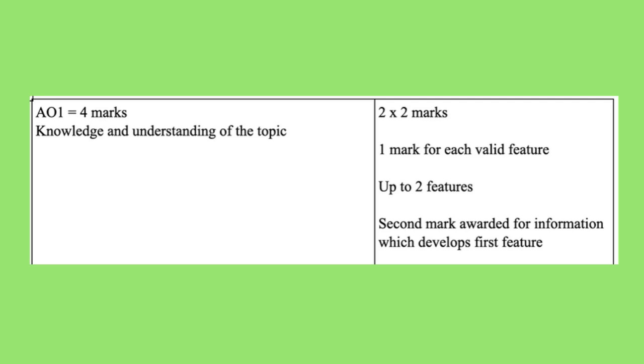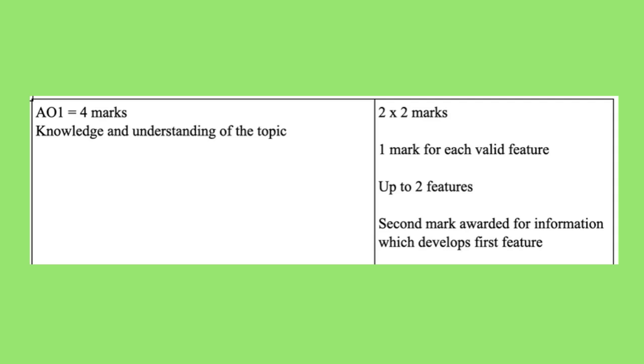All 4 marks here are awarded for AO1, which is your knowledge and understanding of the topic. So in this question, the examiner is looking to see that you understand the topic well enough to identify and explain 2 features. The first thing you need to do is identify the feature, so just state it clearly, maybe in a sentence, keep it nice and concise.